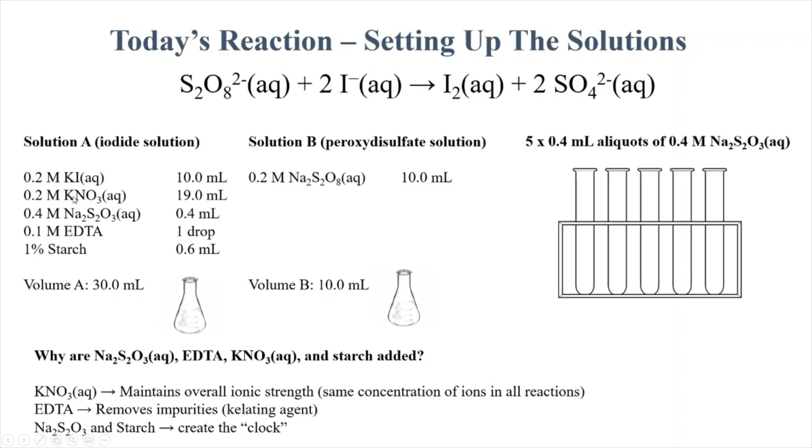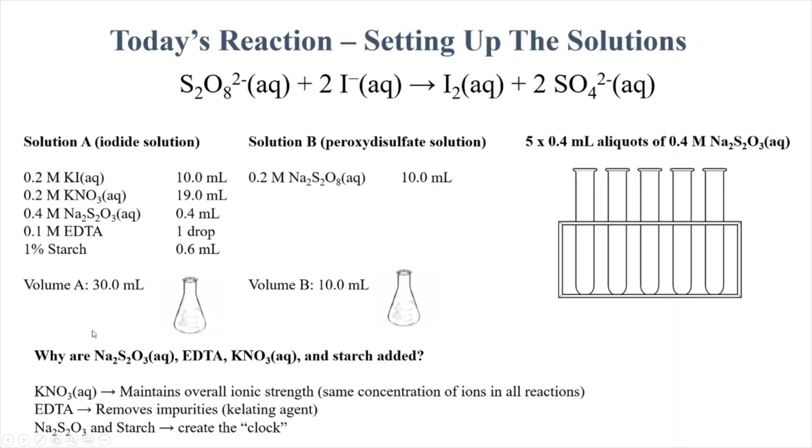When we set this up, in addition to the KI and the peroxydisulfate that we need to get our reaction going, we're going to add potassium nitrate. We're going to add 19 milliliters of that, and I'm going to talk a little bit about what that's for. Then we're going to add some other things like EDTA and starch and sodium thiosulfate. Sodium thiosulfate is the Na2S2O3. We're going to talk about what this does in a second. We're going to add EDTA, and we'll talk about what this does in a second, and we're going to add starch.